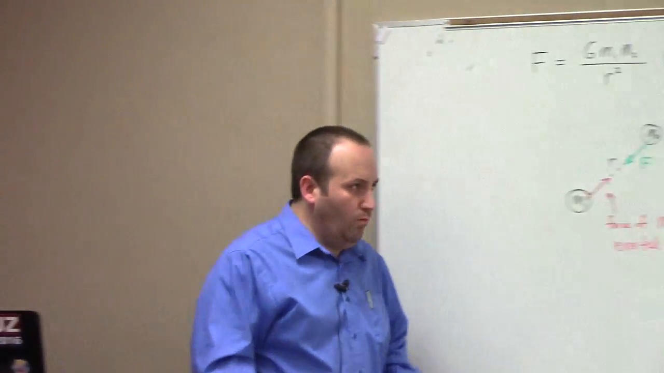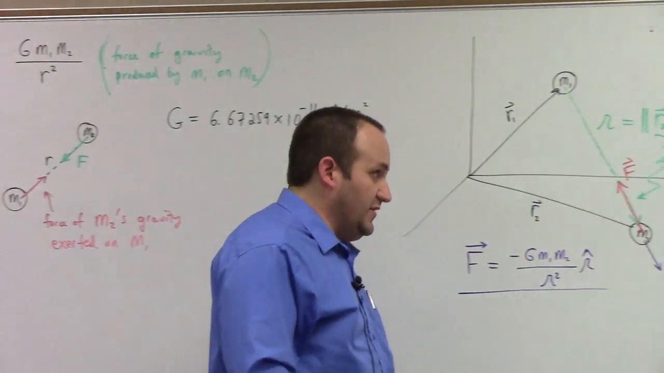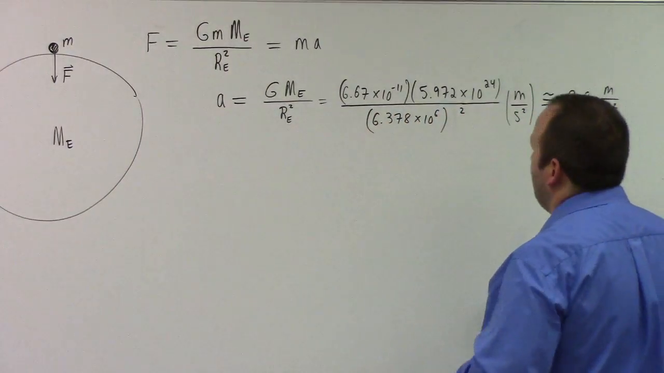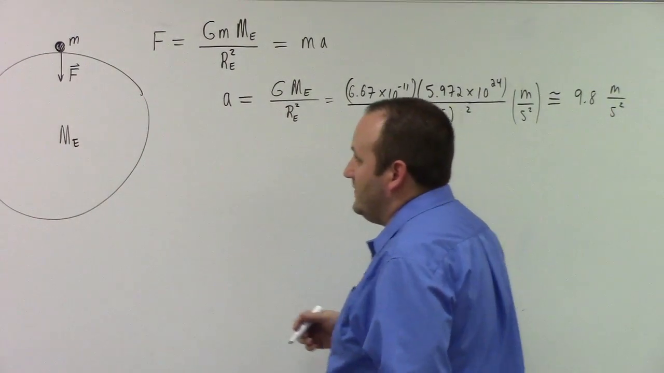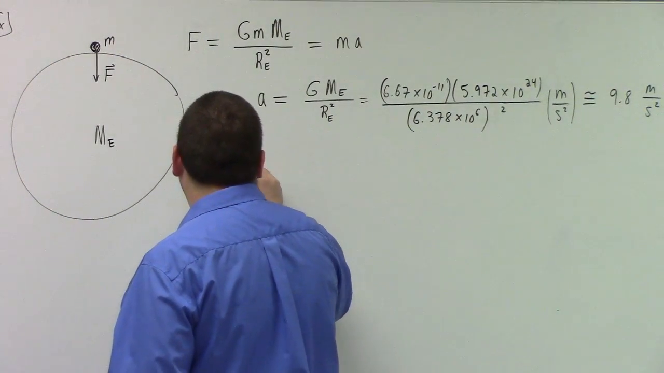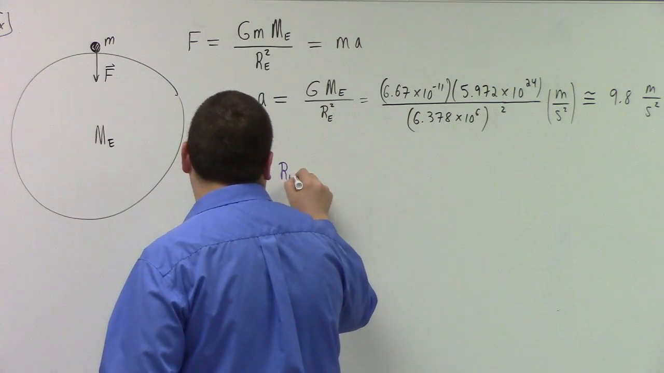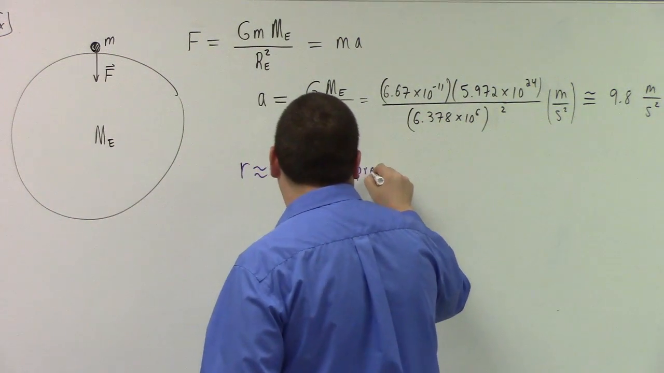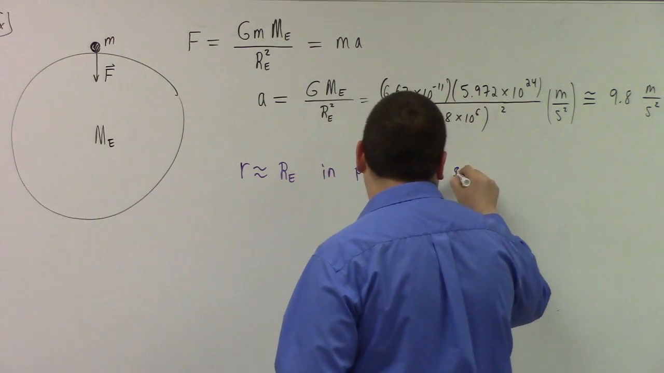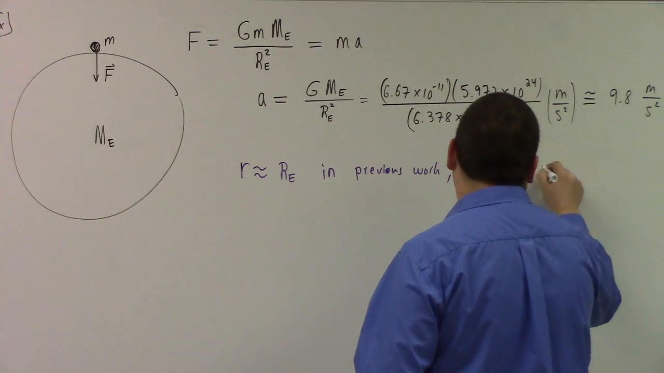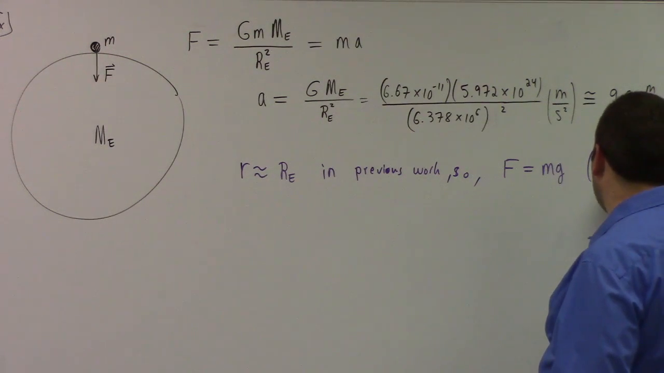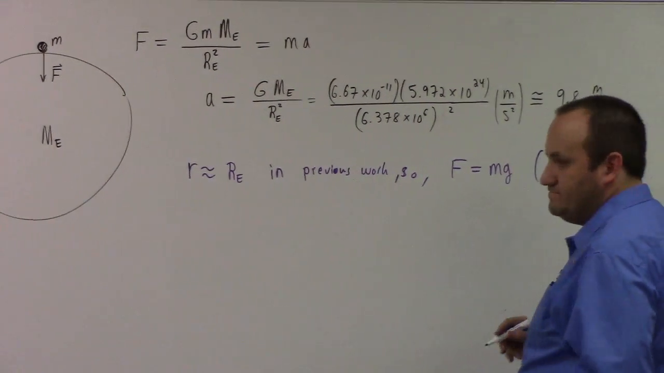So, that's first things first. What we've been doing before is saying that since we're always working where r is essentially always equal to the radius of the Earth in previous problems, F is just equal to mg, right? But of course, this is an approximation, and that's an approximation.